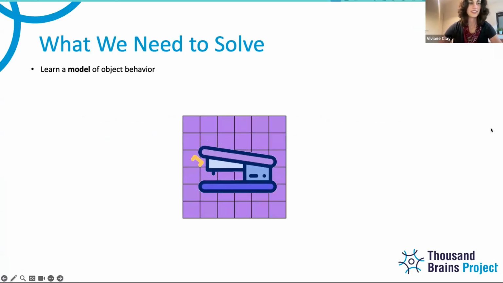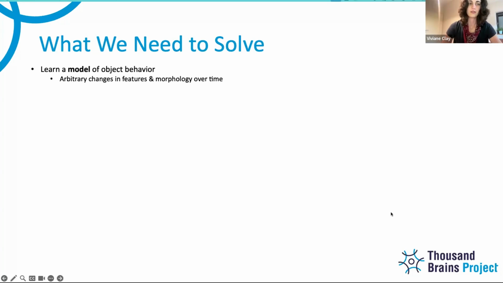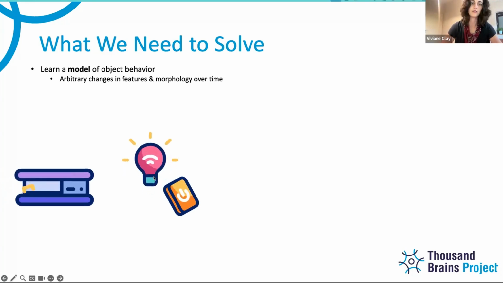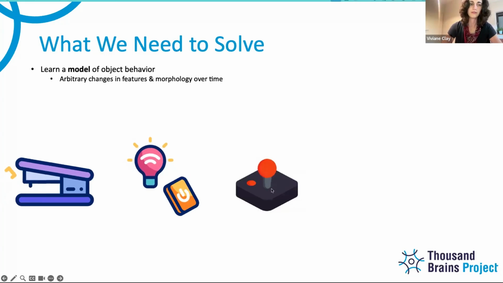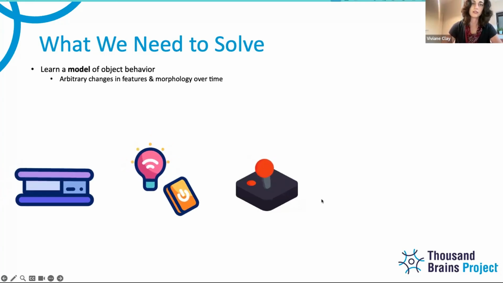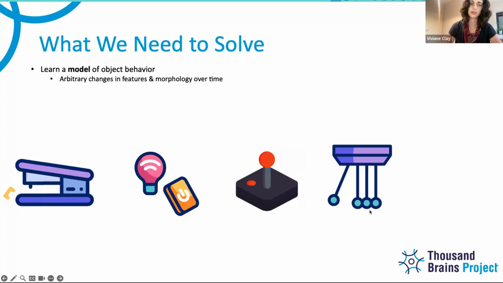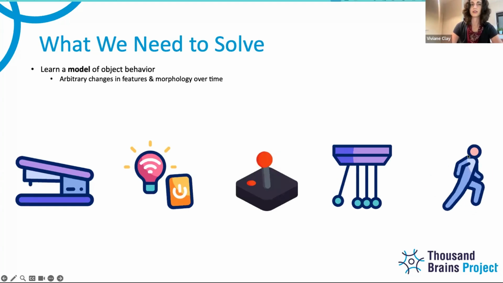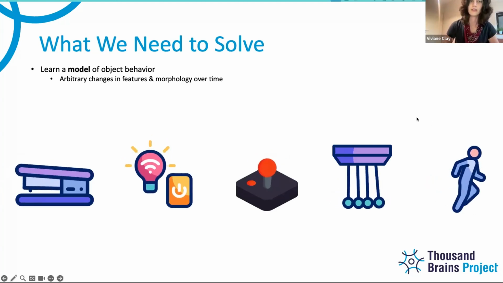Okay, so number one, we want to learn a model of object behavior. That's the task we set out to do. There are tons of objects that move, and we want to be able to learn those behaviors. And with that, we want to include any arbitrary change in features and morphology over time. It could be something moving, something changing features, color or brightness, something moving in multiple directions, multiple degrees of freedom. There could be multiple objects moving dependent on each other. It could be a compositional object moving its parts in a coordinated way.